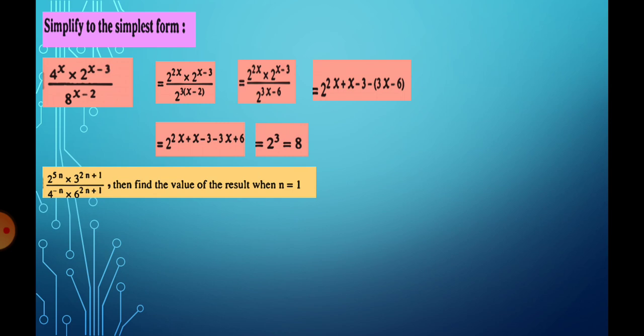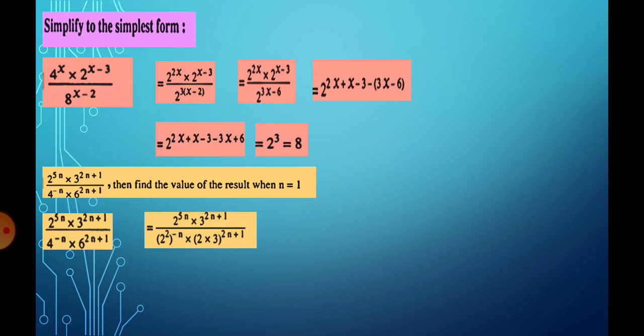2 drop as it is, 3 drop as it is, 4 means 2 times 2 or 2 to the power 2. 6 means 2 times 3. Then we write 2 to the power 5n times 3 to the power 2n plus 1. We drop the numerator as it is. Denominator 4 to the power negative n means 2 to the power 2 times negative n, times 6, which means 2 times 3.